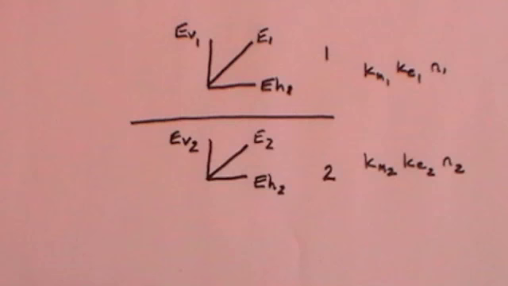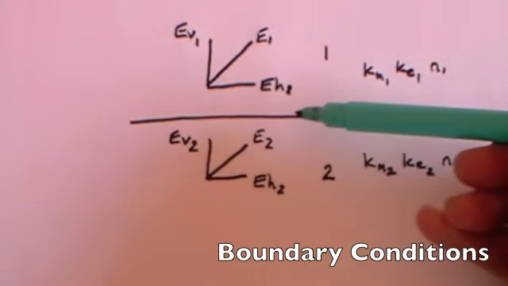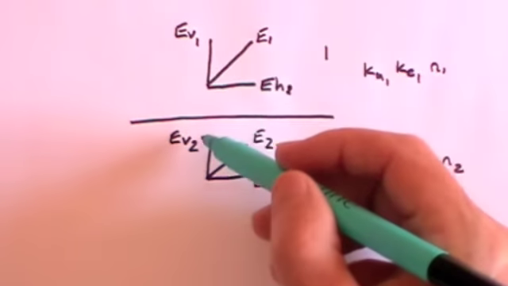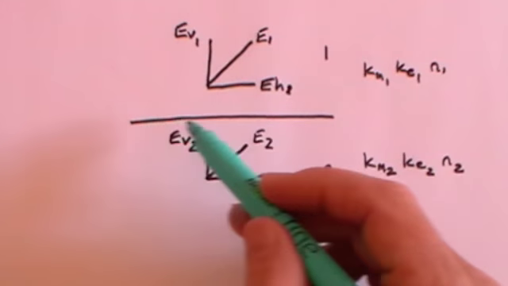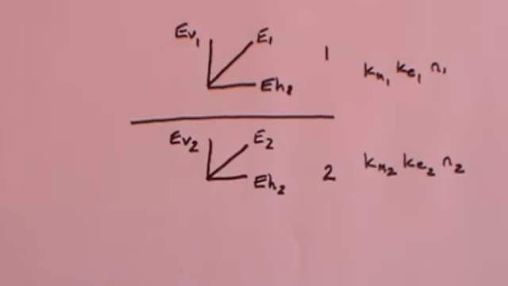And the way we're going to do that is we're going to look at what is called the boundary conditions. In other words, what happens when the electromagnetic radiation goes from this medium to this medium? What happens at the surface or the boundary? And we get those boundary conditions from good old Maxwell's equations, and here they are.